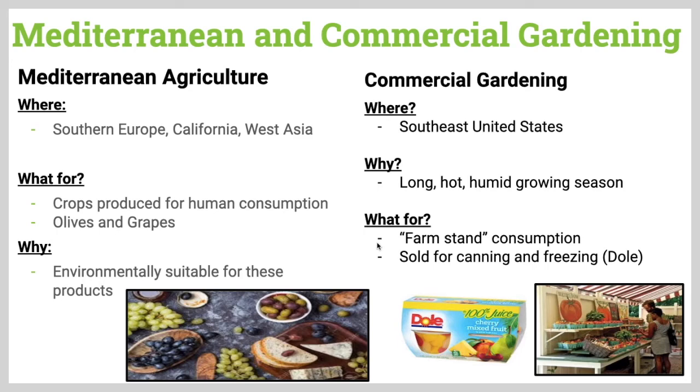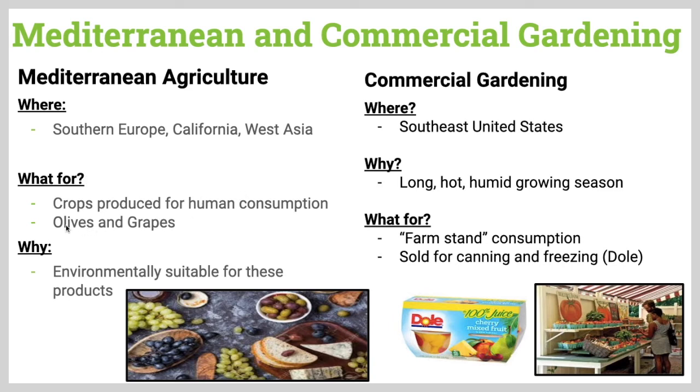What about Mediterranean and commercial gardening? So Mediterranean agriculture, we've discussed a little bit already actually. We see this a lot in Southern Europe along the Mediterranean Sea itself, but also in West Asia and the coast of the United States, California. All right, so these crops are usually for human consumption.